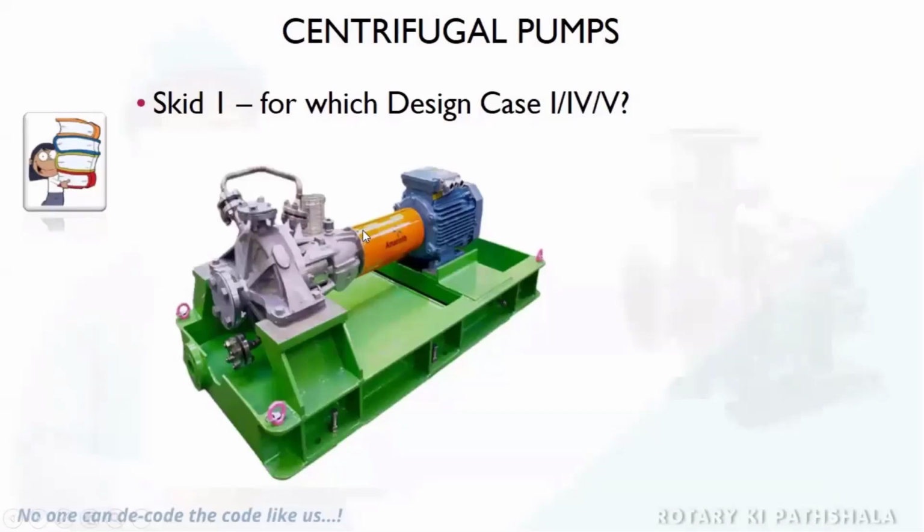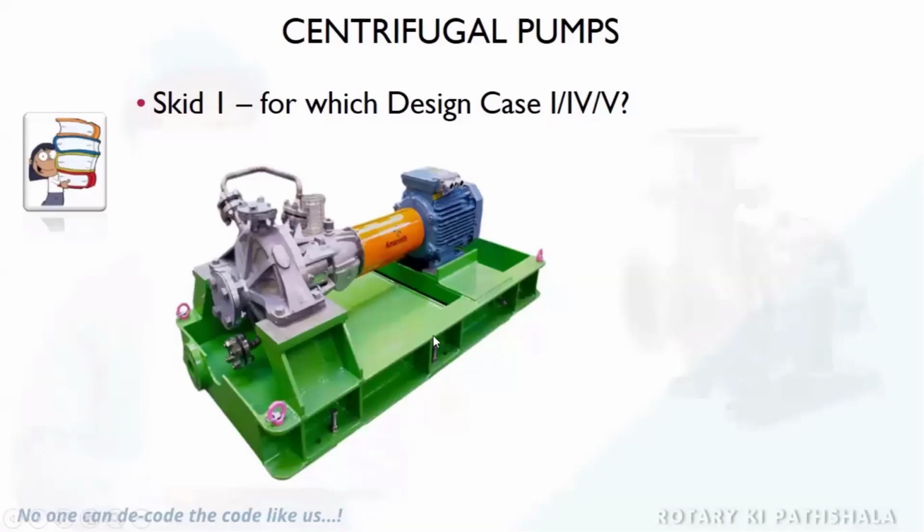Now here, there is a skid 1 available. This is the centrifugal pump. I will discuss the type of pump in detail later, but just for your information, this is the centrifugal pump. This is the electrical motor. This is the coupling which is connecting the motor and centrifugal pump. And all this is mounted on this base plate. This is the suction nozzle, this is the discharge, and this is the drain connection.